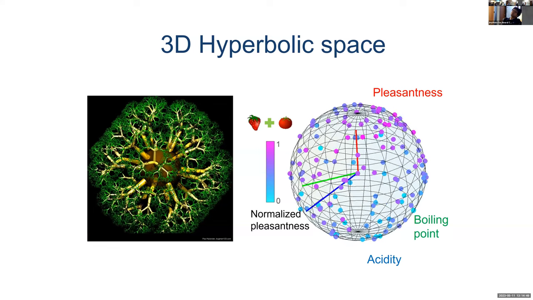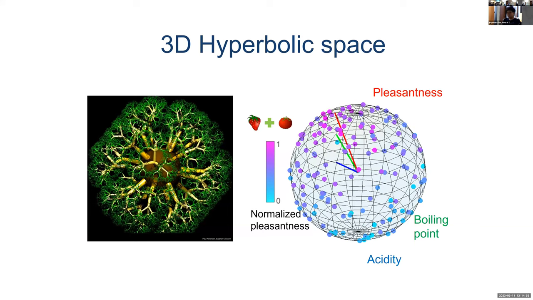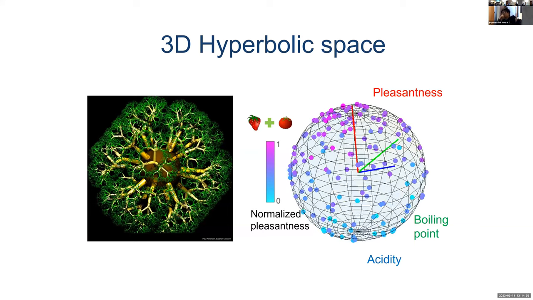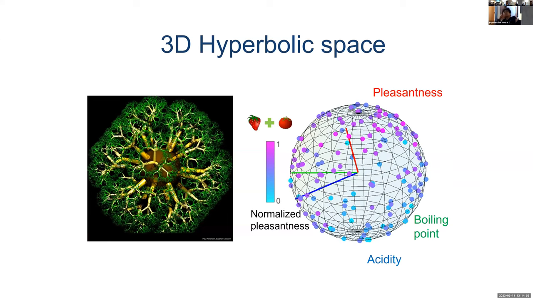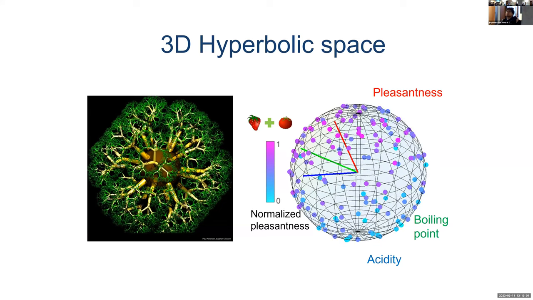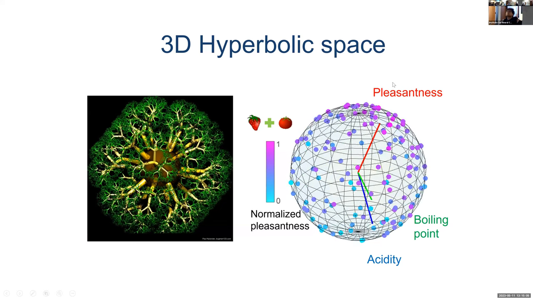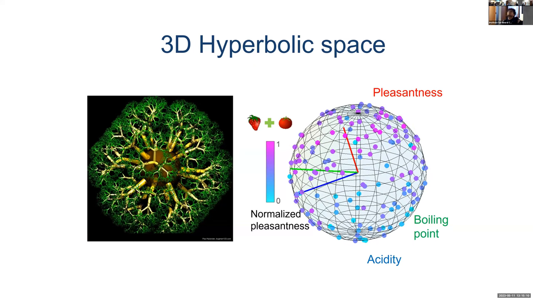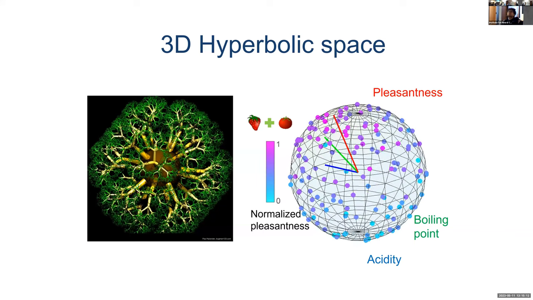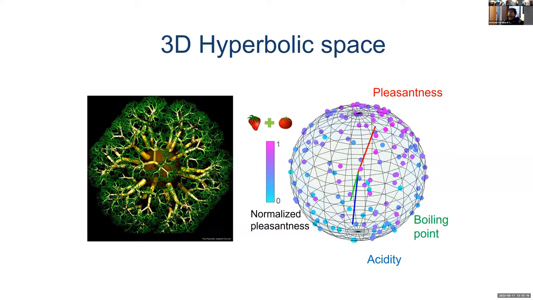Yes. So this is for individual molecules, right? Each dot is an individual molecule. Right. So obviously, wine consists of a lot of molecules. How would you? Yes. So the pleasantness is a property of the sample. So, yes, that's right.